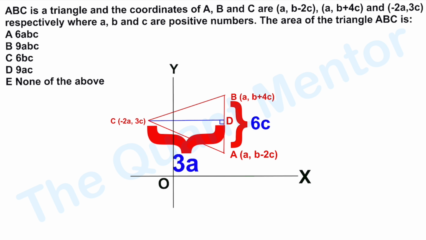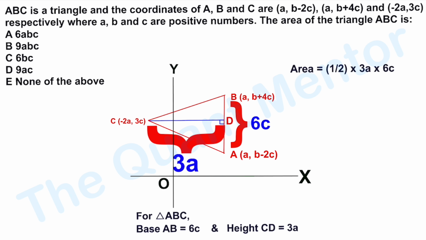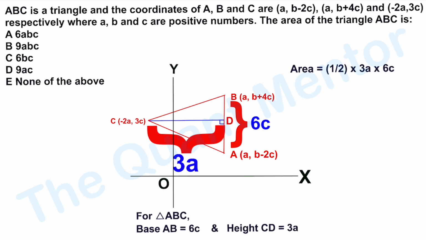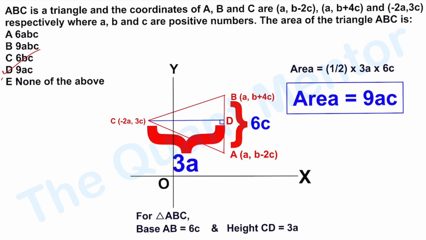So now we are 95% through with our solution. We can observe that in triangle ABC, we can take the base as AB, which is 6c that we have found. And the height we can take as CD, that is 3a that we have found. And the area of the triangle is always half into base into height. So for the required triangle ABC, the area is half into 3a into 6c, which basically boils down to 9ac. And very clearly, this is our answer option. That is the D option, 9ac.